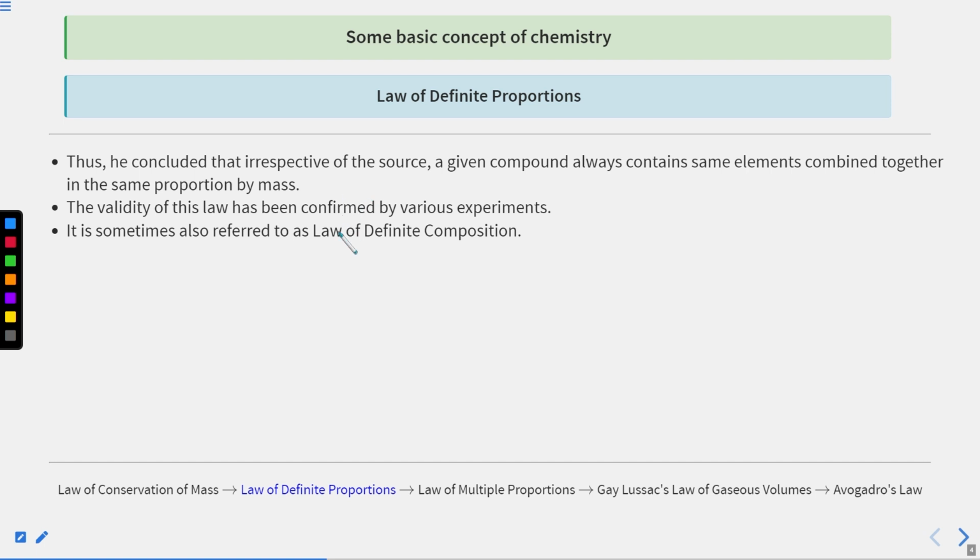He named this the law of definite proportion, and it is confirmed by various experiments. You can take water from any part of the world, and still it will contain 2 atoms of hydrogen and 1 atom of oxygen. So that is fixed.